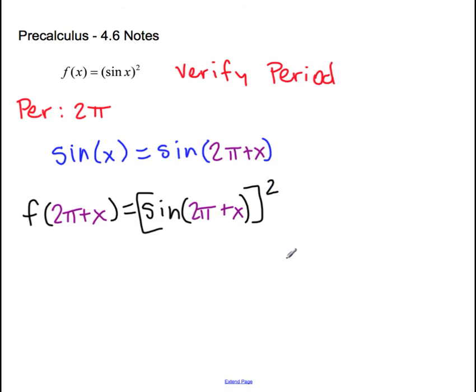So when I'm working on this guy, what am I really looking at? Well, I'm really looking at the sine of not 2 pi plus x, but what it's equal to, which is just x squared, which is the same thing that we started with, which is equal to the f of x. How cool is that?